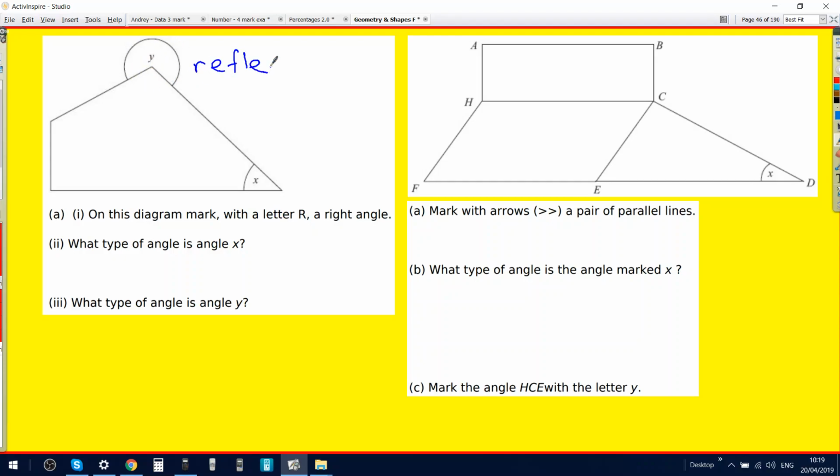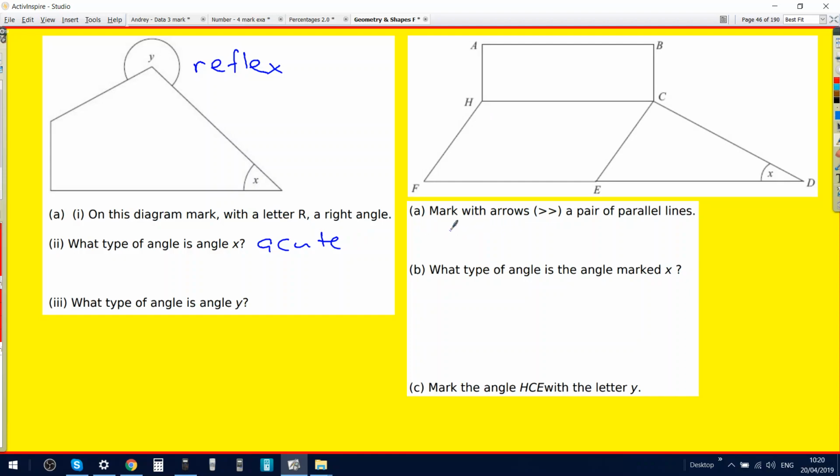Reflex. Okay. How about this over on the right? What type of angle is it? I'm not sure. Or is it acute? So X is acute, yeah, but that's all right.